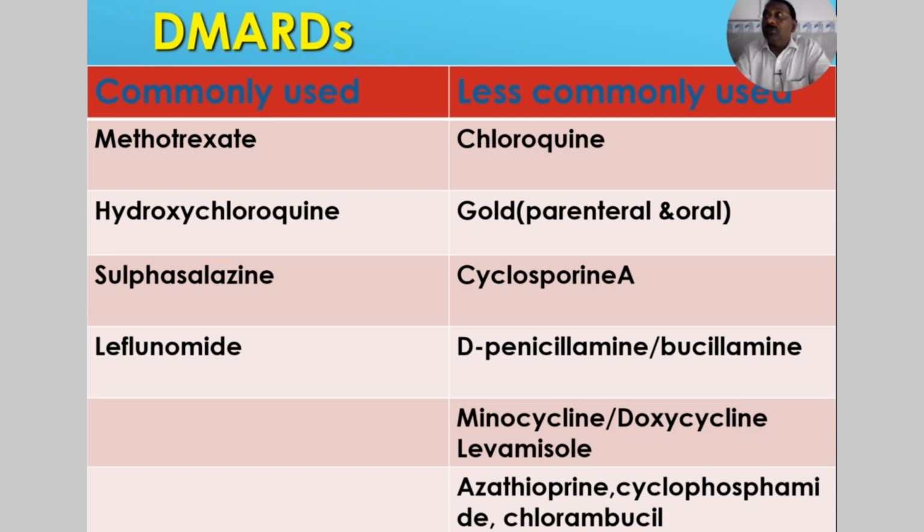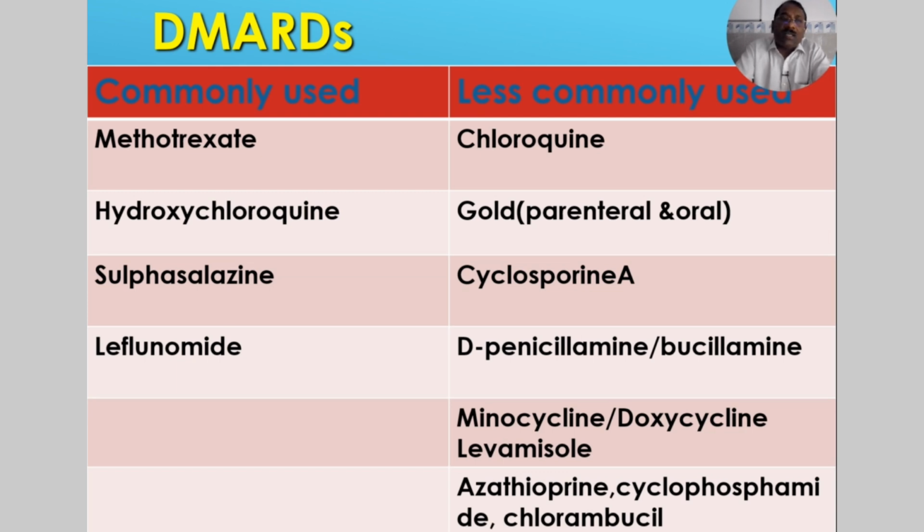Leflunomide, earlier we used to give 100 milligrams as the loading dose, followed by 10 milligrams daily. Now the concept is to use 10 milligrams daily, whether 10 mg or 20 mg. In 80% of the cases we use 10 mg. In some cases we prescribe 20 mg. Methotrexate and leflunomide are contraindicated in pregnancy, whereas hydroxychloroquine and sulfasalazine can be used.